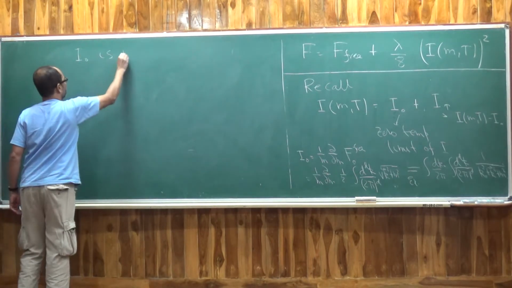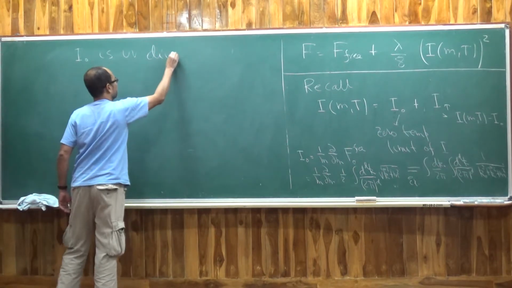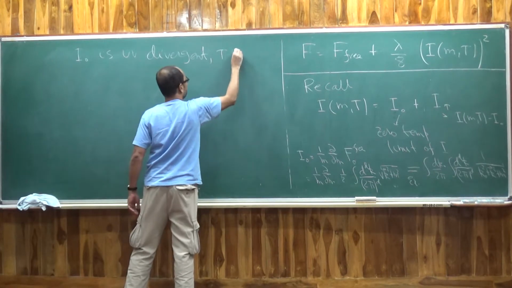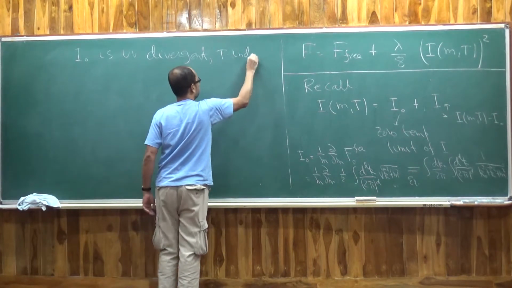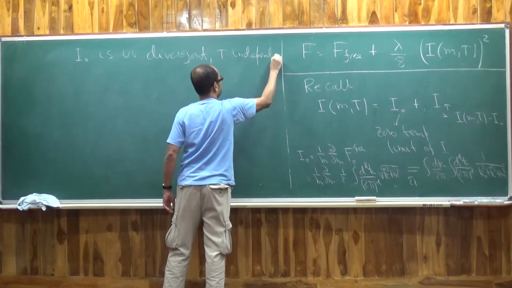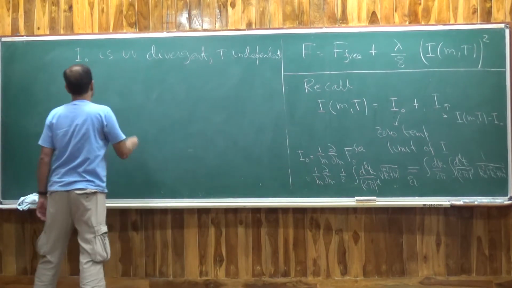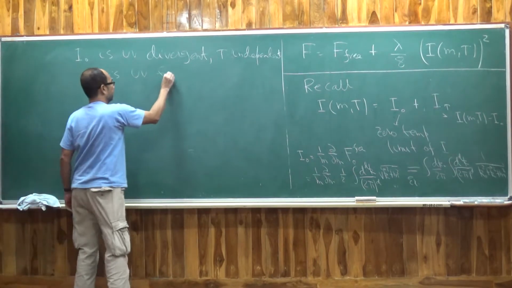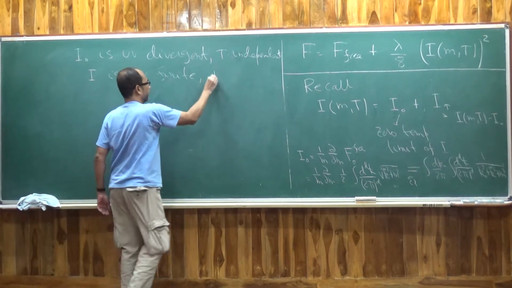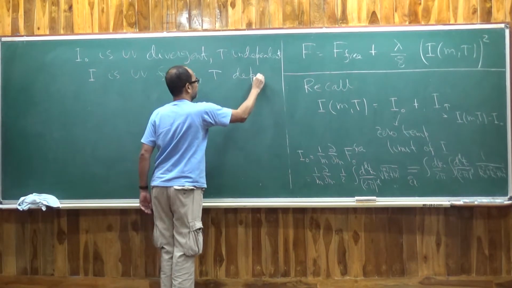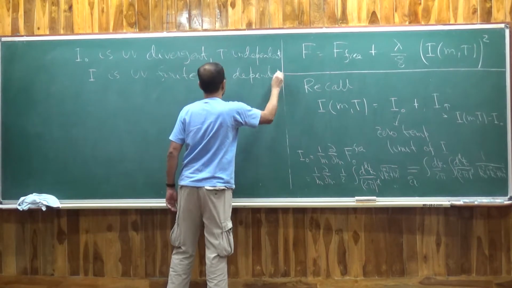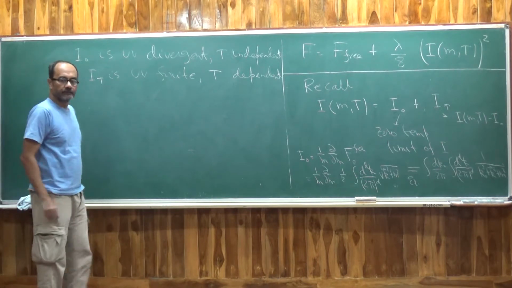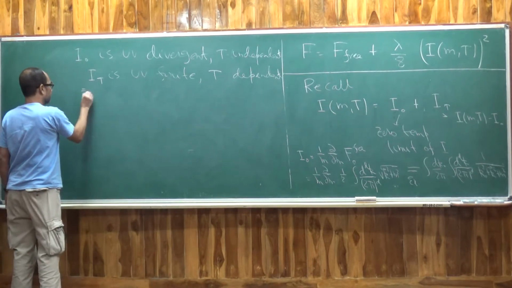I0 is UV divergent, but T independent by construction, of course. This is the zero temperature limit. I is UV finite and T independent. IT, which is by definition I minus I0.